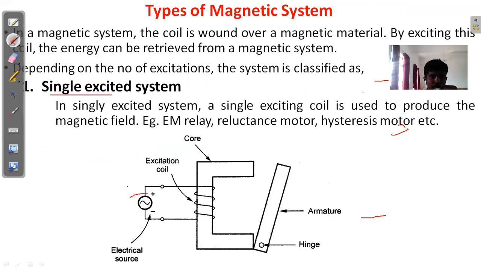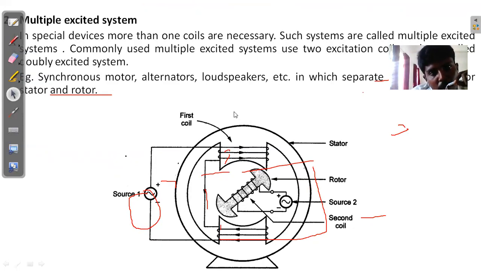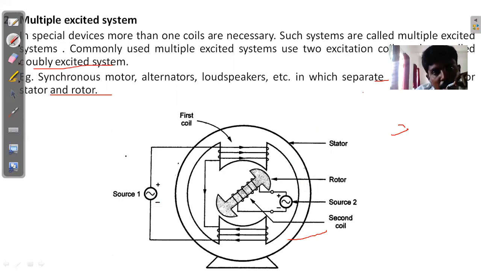Here the input is a single electrical source. This is also an LTI system. When the supply voltage is given to that particular coil, flux will be produced around the coil, and based on this the load will be operated. This is called a single excited system. For a multiple excited system, for example, two excitation coils and two input sources are used. This is called a double excited system. Examples in industry are the synchronous motor, alternator and loudspeaker.